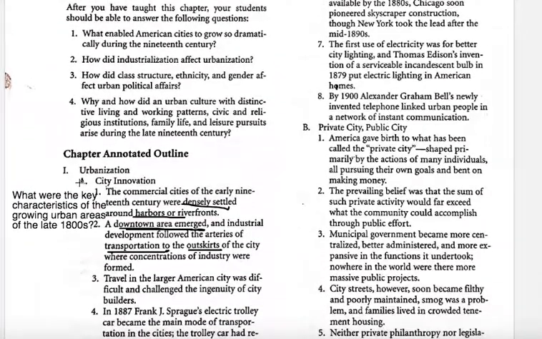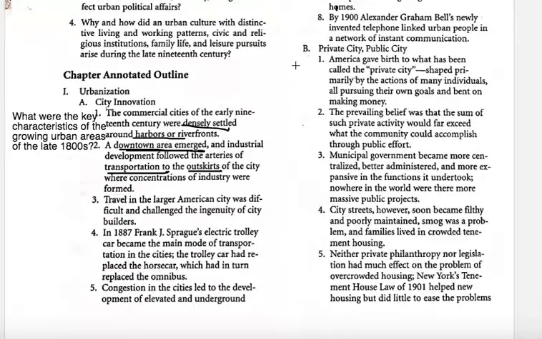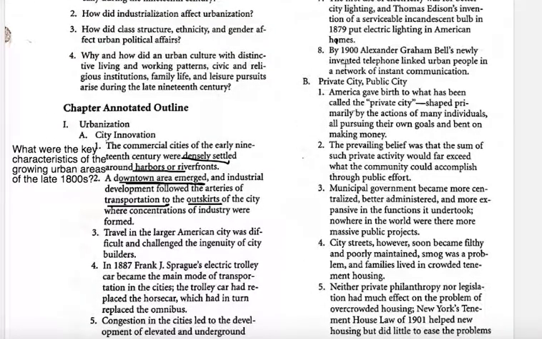So again, for every letter, I want you to have 3 to 4 questions. So over here, B says private city, public city. So in the margin here, you can write 3 to 4 questions. If you don't feel that you have room to do that, you can do it on a separate sheet of paper and maybe just write A, city innovation, and write out 3 questions, and then B, private city, public city, and write out three questions, at least label them.